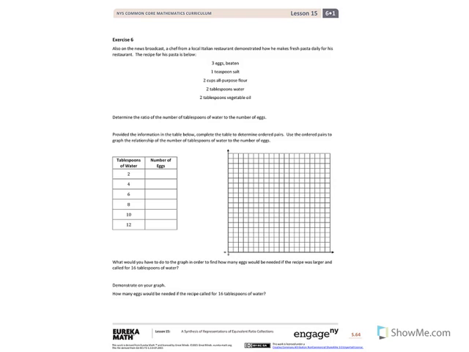So first and foremost, you need to write your ratio out. And then, provided the information in the table below, complete the table to determine ordered pairs. So you are to complete the table, tablespoons of water to number of eggs, and use the ordered pairs to graph the relationship of the number of tablespoons of water to the number of eggs. So your job is to make your own coordinate graph. See how you do. Down below it says, what would you have to do to the graph in order to find how many eggs would be needed if the recipe was larger and called for 16 tablespoons of water.